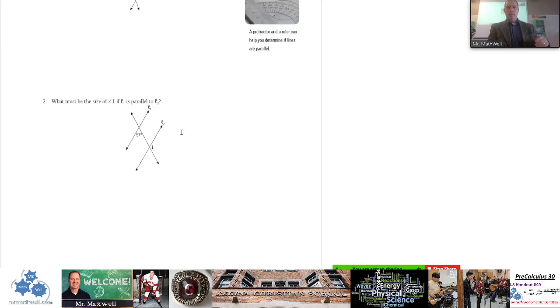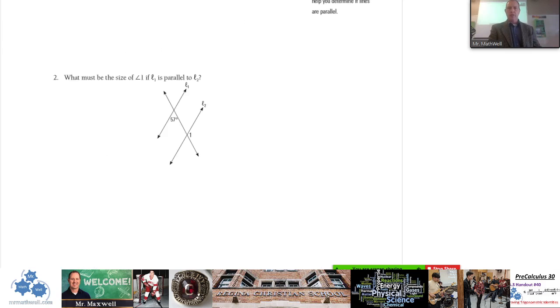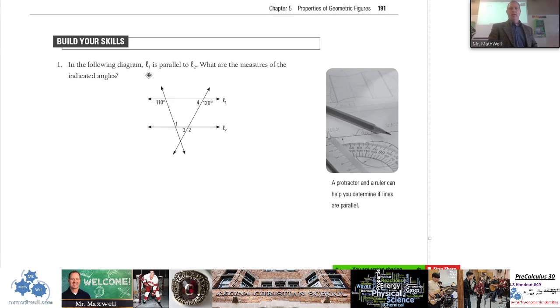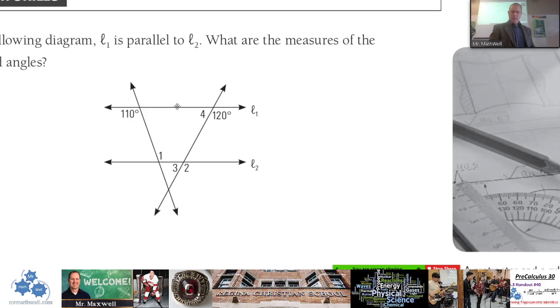So this page here contains a build your skills question that I'd like to go over. Given this right here, it says in the following diagram, L1 is parallel to L2. Okay, good. These two lines are parallel. What are the measures of the indicated angles? Okay, so what kind of relationships can we draw here? Well, I know that 120 and the angle number 4 are what? Supplementary. So supplementary add up to 180, correct? So if we have 120, what do I have to add to 120 to get 180? Angle 4 is 60 degrees.